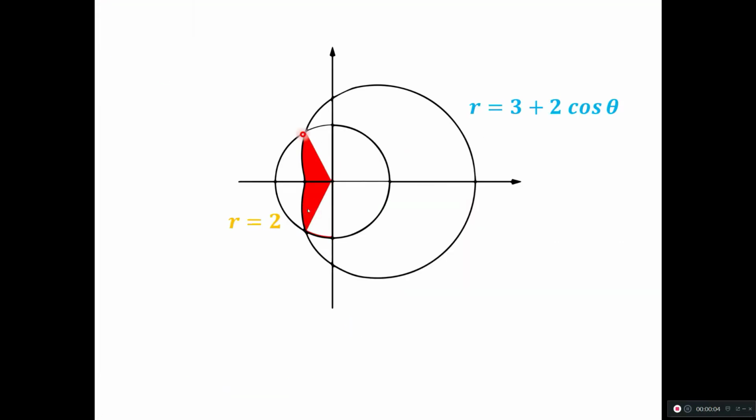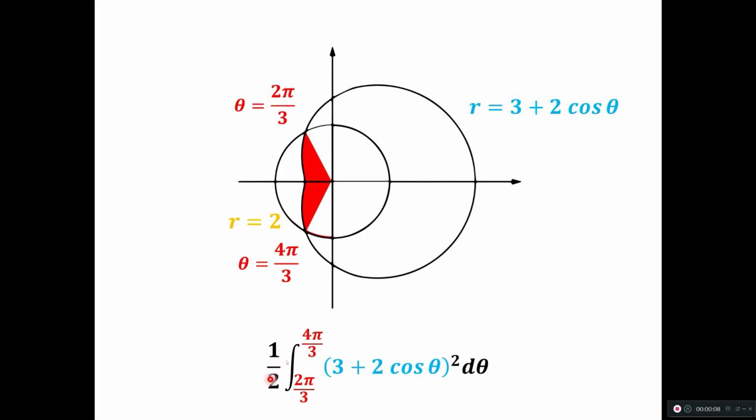To find the area of this red region, we're going to plug it into the polar equation, which is 1/2 times the integral from 2 pi over 3 to 4 pi over 3, from here to here, of 3 plus 2 cosine theta squared d theta. The reason we're using this r is because we're integrating along this limit here from 2 pi over 3, this point, to 4 pi over 3, this point.